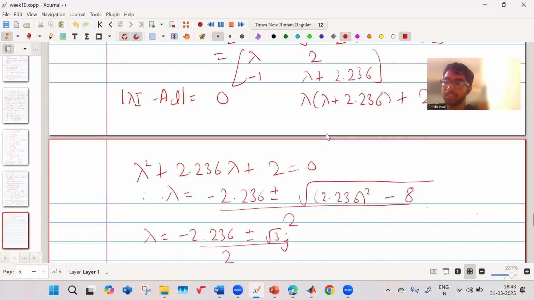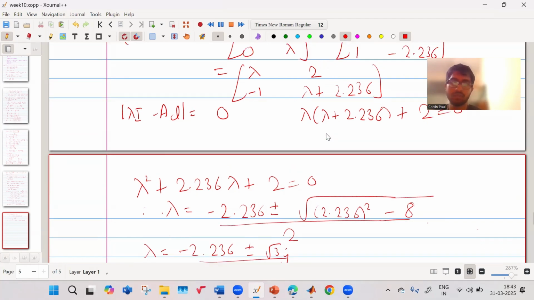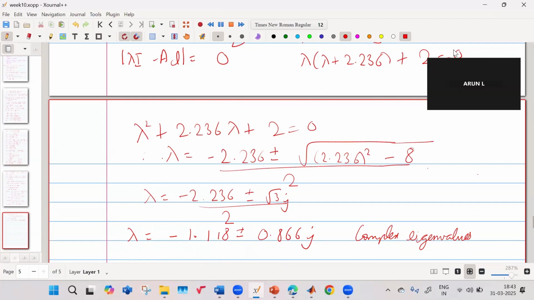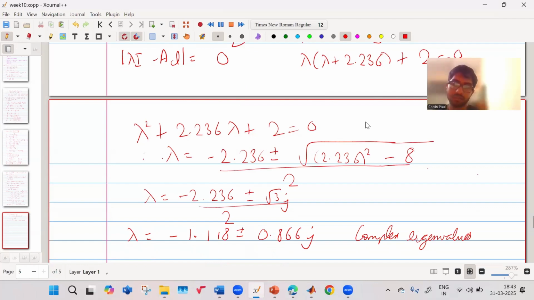So are there any doubts in this? If any queries or any doubts in this sum, please ask. Consider this set of question.